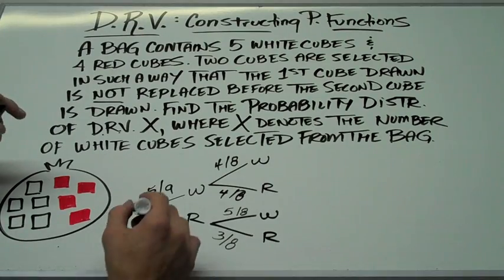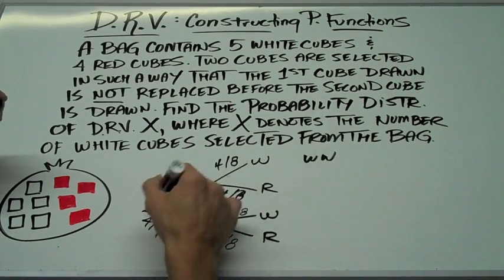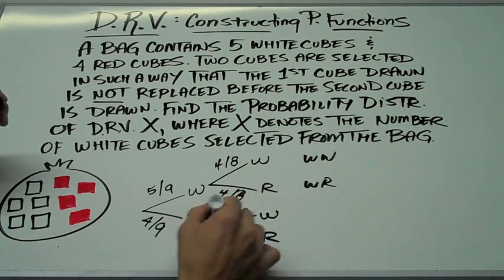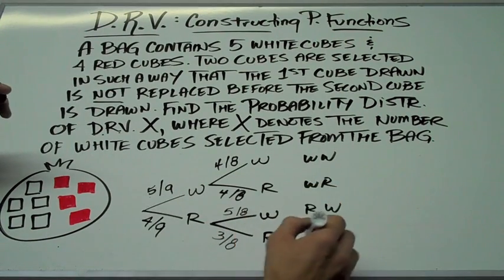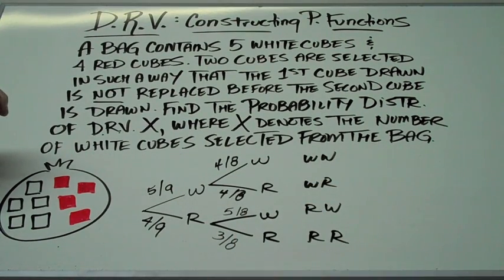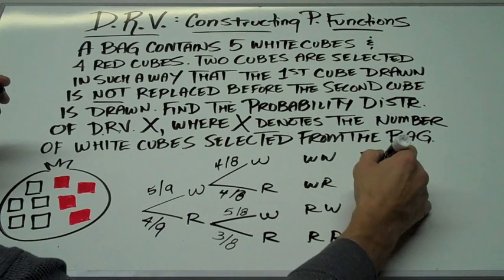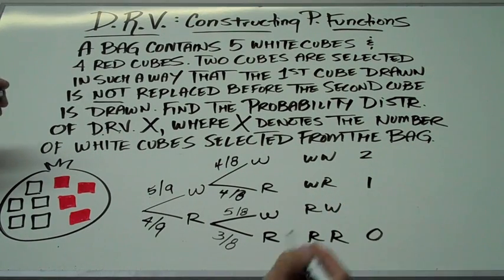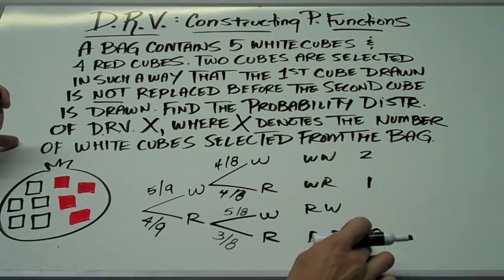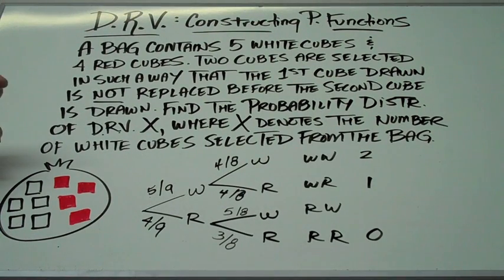Well, if this is the case, we go white, white here, we go white, red here, we go red, white here, and we go red, red here. If our discrete random variable is the number of cubes that are white, we have 2 here, we have 1 here, and 1 there, and 0 here. So what are the values of our discrete random variable? Our discrete random variable, which is defined as the number of white cubes selected during this process, could be 0, 1, or 2. Well, what are the probabilities?